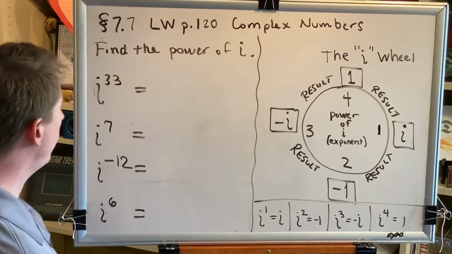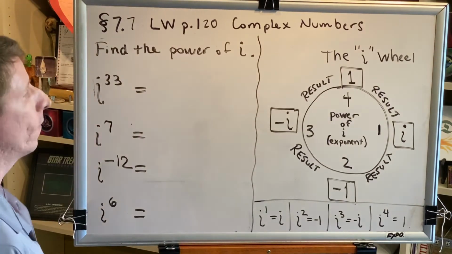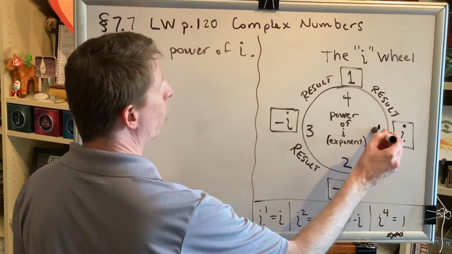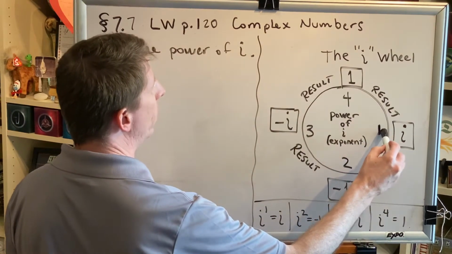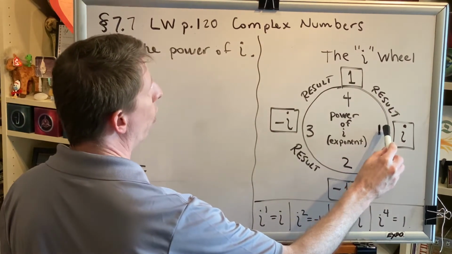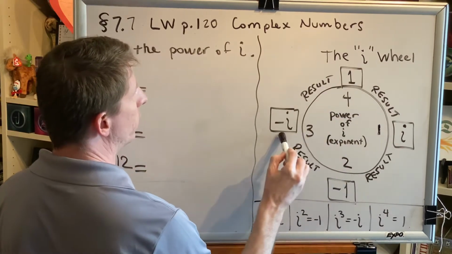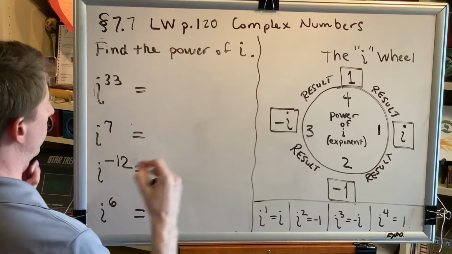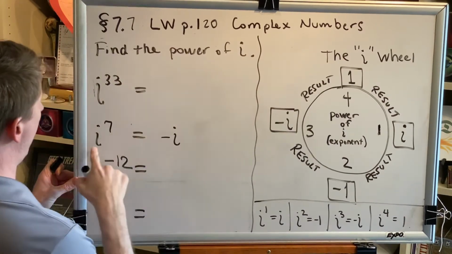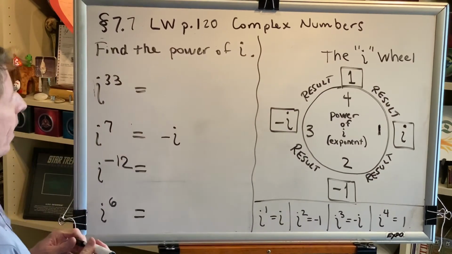For example, let's say we wanted to do i to the 7th power. Well, put your finger or your marker or your pencil on 1 and count the steps as you go. 1, 2, 3, 4, 5, 6, 7. The result is negative i. So, i to the 7th power equals negative i.